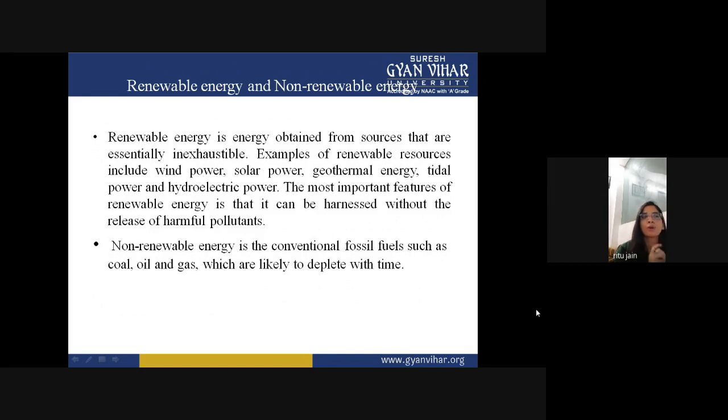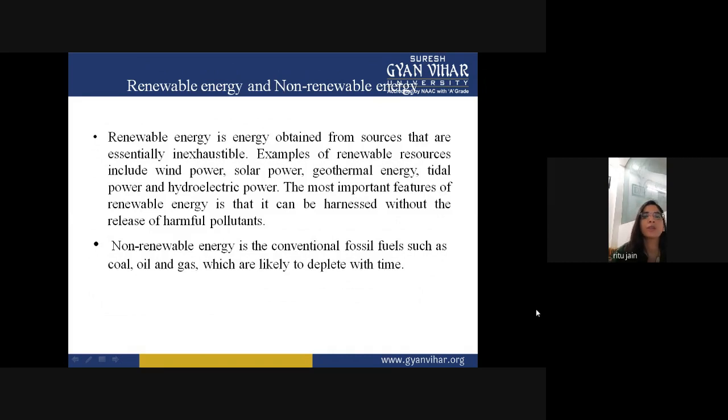Okay, so renewable energy is energy obtained from sources that are essentially inexhaustible. Examples of renewable energy sources include wind power, solar power, geothermal energy, tidal power, and hydroelectric power. The most important feature of renewable energy is that it can be generated without pollution.